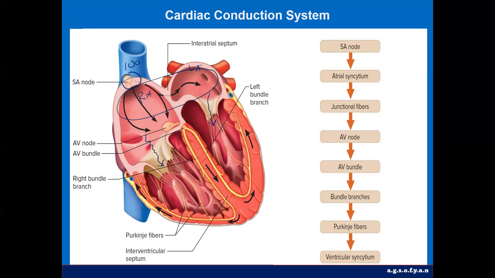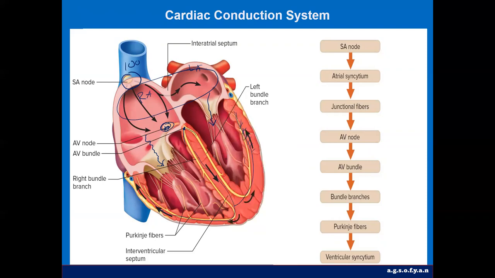Then the impulses will be sent into the AV node. So there will be delay. Okay, so delay over here. And then from the AV node, the impulses will be sent into the AV bundles. Okay, and then from the AV bundle will be sent into left and right branches. And then finally go to the Purkinje fibers. Okay, and then when the impulses come to this ventricle muscle, then the ventricle will be contracted.